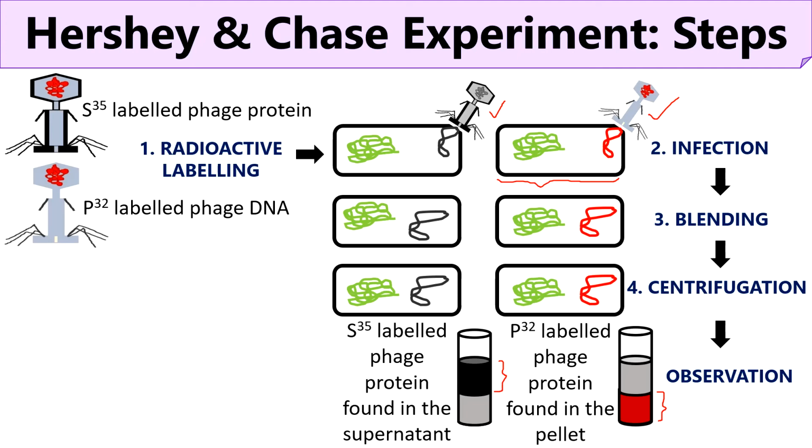After doing this, Hershey and Chase concluded that the virus proteins remain outside the host cell, as the phage protein tagged with S35 was found in the supernatant, which means that the phage DNA is the one which enters the host cell and imparts radioactivity to the E. coli cells. Friends, now it's time to summarize all the points of the Hershey and Chase experiment.